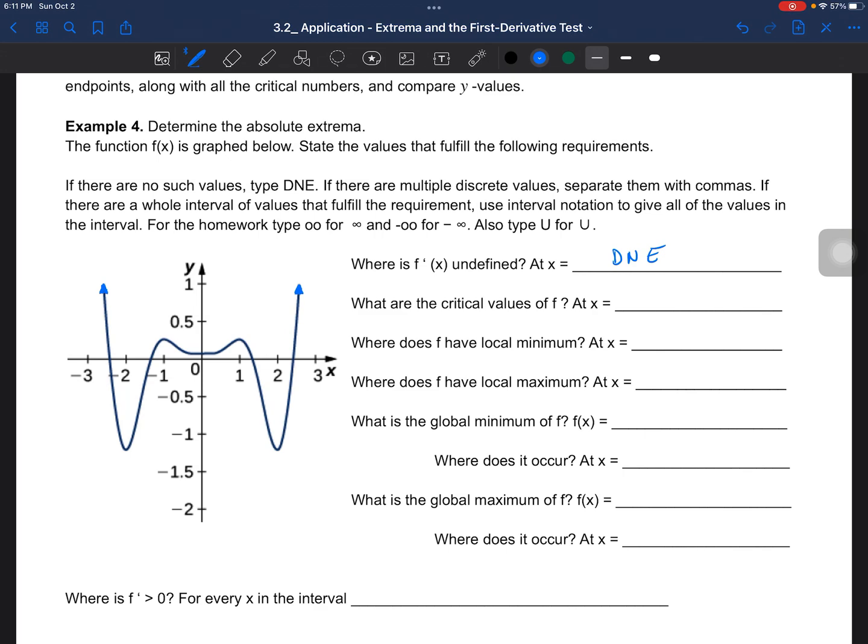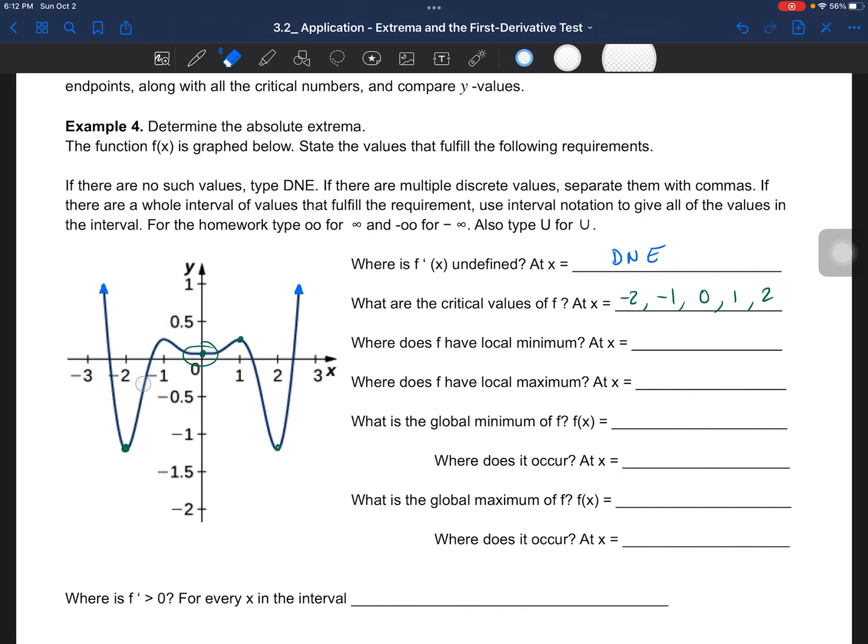The next thing we're going to find is what are the critical values of f. Well, we know that critical values happen when you change directions. Maybe I can put this in a different color, but we can see here that it happens in here, here, here, and here, right? And assuming that there's a curve going on that we cannot see very well. So what we're saying here is that there are critical numbers at x equals -2, -1, 0, 1, and 2. Those are all critical numbers, right?